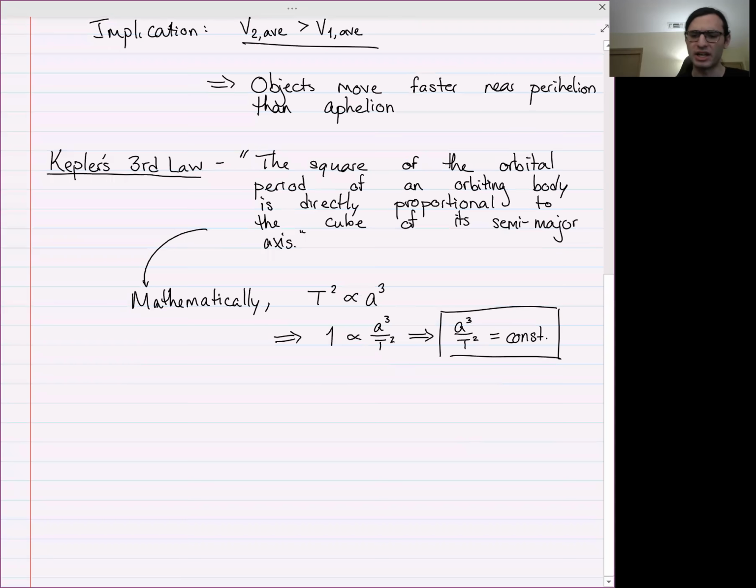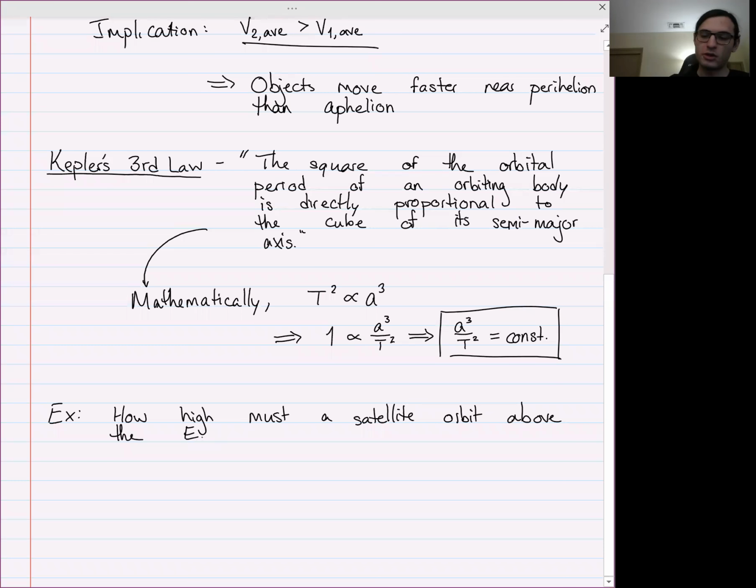So let's use this in an example. So maybe we ask the question, how high must a satellite orbit? So satellites orbit around the Earth, right? At least some of them do. Not all of them do, but some of them do. How high must a satellite orbit above the Earth to ensure that it is always above the same position on Earth?